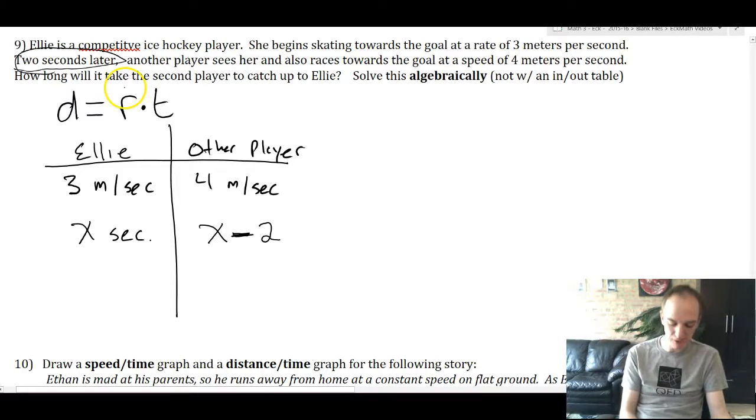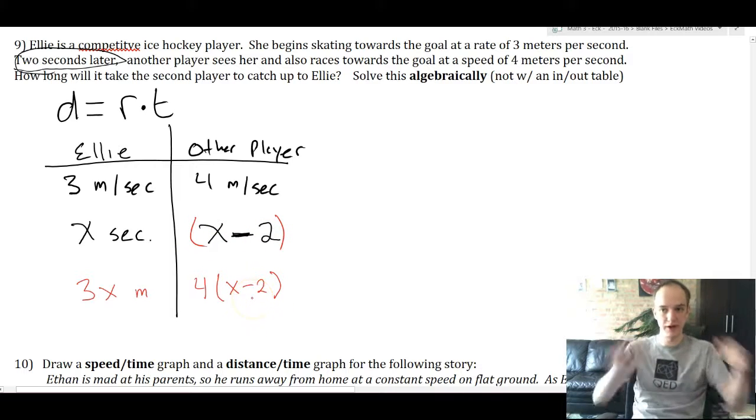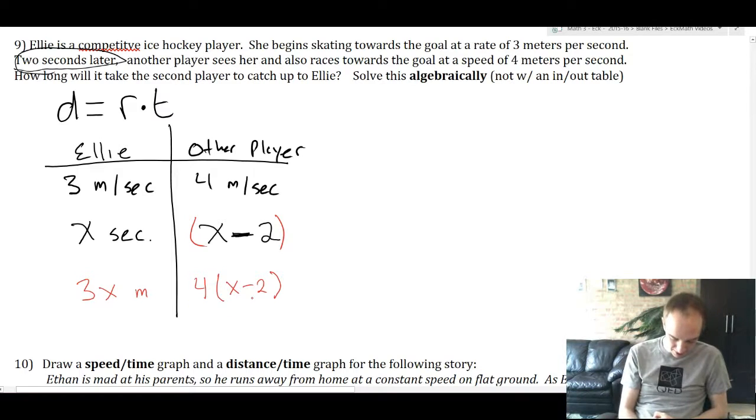They don't tell us how far away the goal is, and that seems like, well, maybe we're stuck, except we know Ellie's speed, and we know that her time, at least, isn't in a variable. So she's going for 3x meters, and this other player is going for 4 times the whole quantity, x minus 2 meters. By the way, not putting these in parentheses was the biggest error on the whole quiz. Missing the parentheses here changes your algebra in a way that you really don't want, but x minus 2 is the entire time. So you have to put those in parentheses if you're doing some kind of expression for a time.